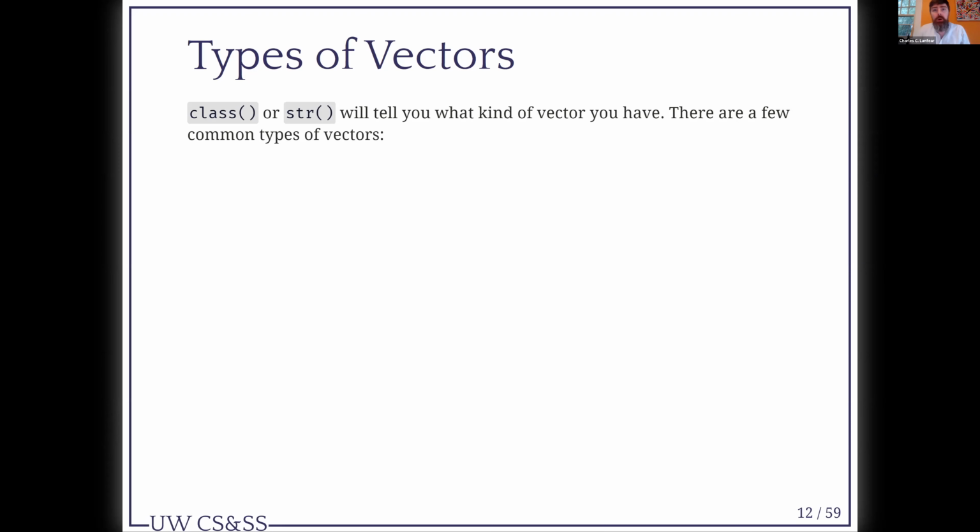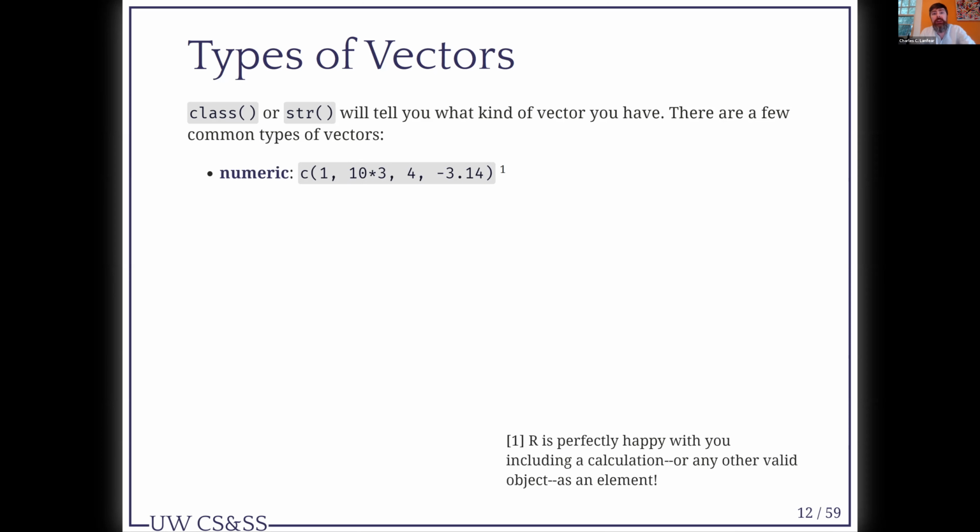If you want to know what type of vector you have, that is what type of data are in it, you could use the class or structure functions on it, okay? So here's a few different types of vectors. There's numeric vectors, which we work with really commonly, right? Numeric vectors could be any type of numeric data in R. If there's no text in there, it's probably a numeric vector of some kind, right?